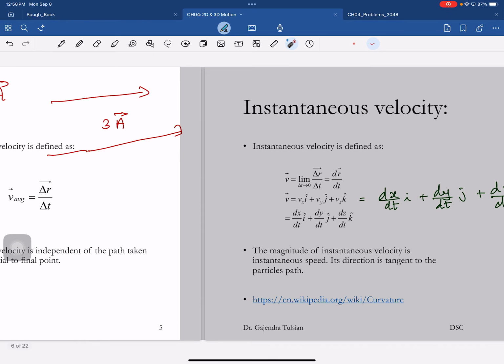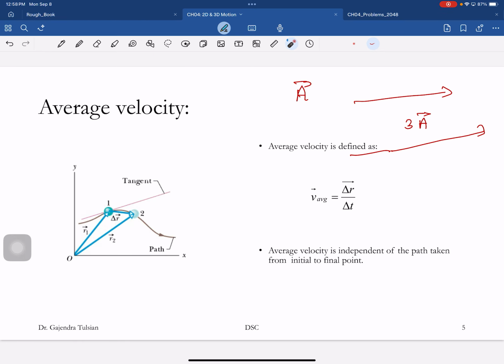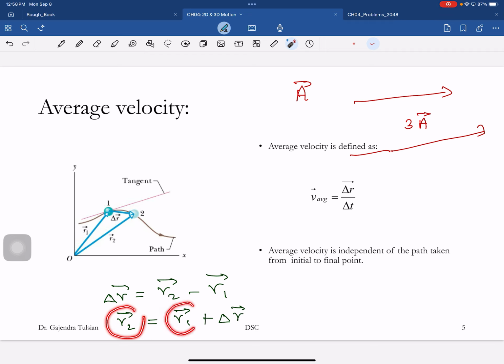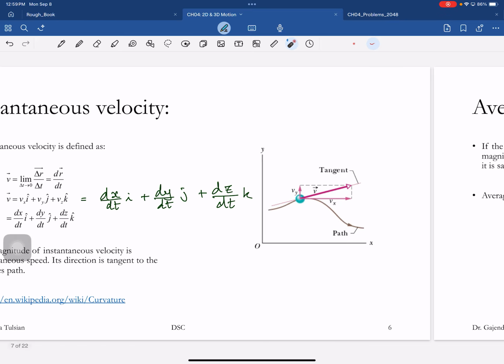Here's a better diagram. So delta r is r2 minus r1, so r2 is r1 plus delta r. The final value of the vector is equal to the initial value of the vector plus the change in that vector. It gives you the final value of the vector.